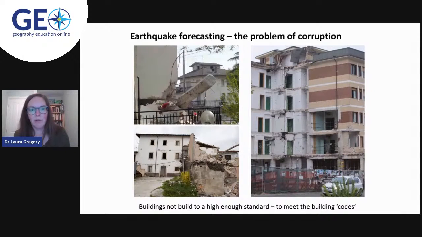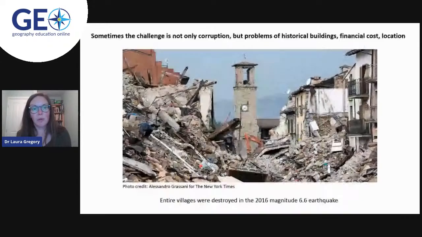We see places where the rebar was not installed properly. So this is a reinforcement metal that can help reinforce the building, it wasn't installed well, and so that building fell. And we see places where really similar buildings next to one another, one building fell over and the other one didn't. And so that suggests that there is corruption. In some of these buildings, newspaper was found in the building materials to make it cheaper. And so that's a real problem.